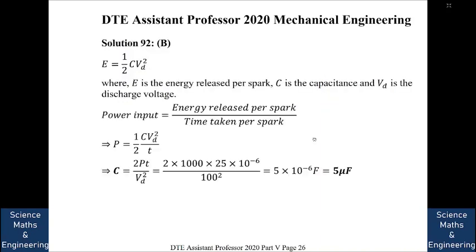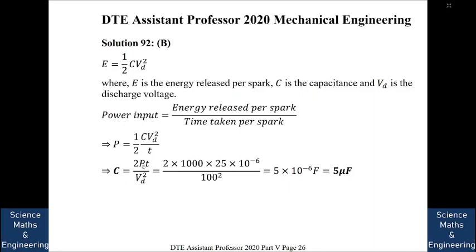So the answer is, we know that the energy released per spark is given by half into the capacitance into the discharge voltage square. Now, power input would be equal to energy released per spark divided by the time taken per spark. So, our power becomes half of C into Vd square divided by T. So, what is our C then? C is equal to 2 of power into time divided by Vd square.